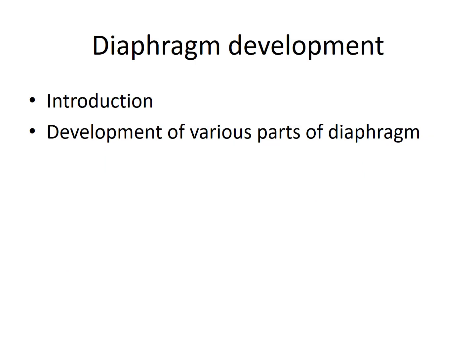Having learned some of the congenital anomalies related to the development of the diaphragm, now let us see how the diaphragm is developed from what embryonic structure. Before going into the development of the diaphragm, we should know the gross anatomy of the diaphragm and various parts of it.